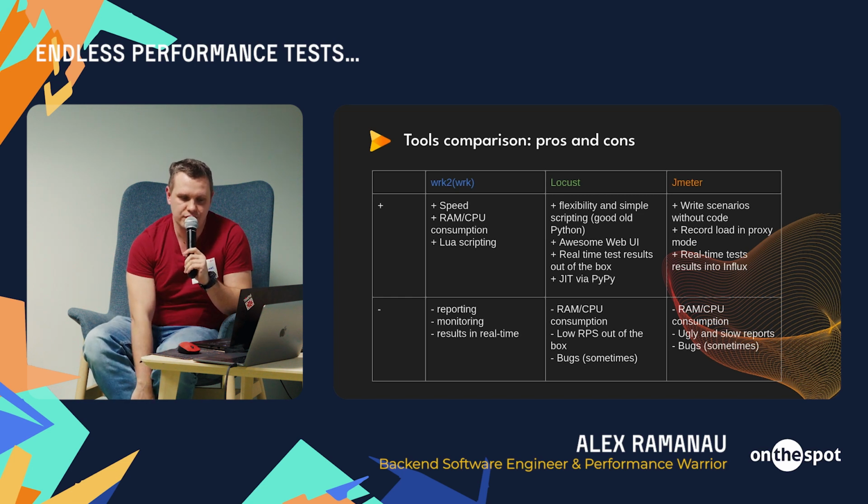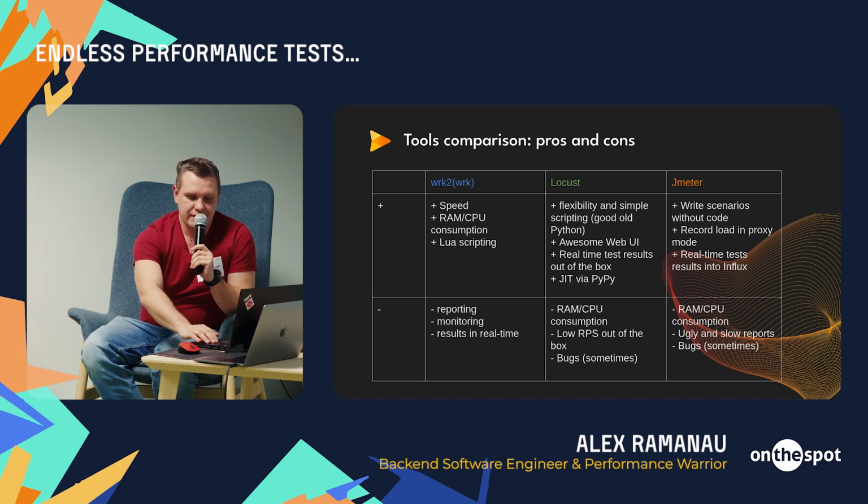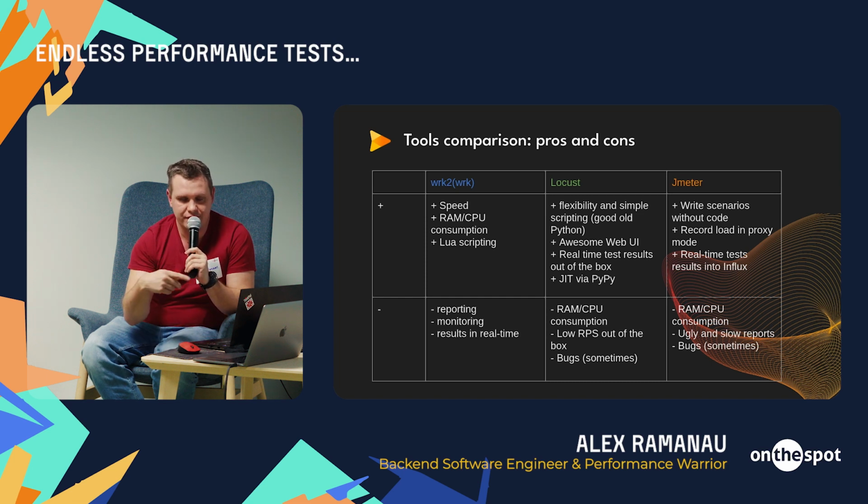For JMeter, the drawback is RAM and CPU consumption, and JMeter also has ugly reports. Locust sometimes may have issues, but I should be ready. But you know that Locust fixed a lot of issues in the past two years. It's really impressive work in upstream. Okay, for Tsung, you can see results in real time, but it's difficult to see any good reports.